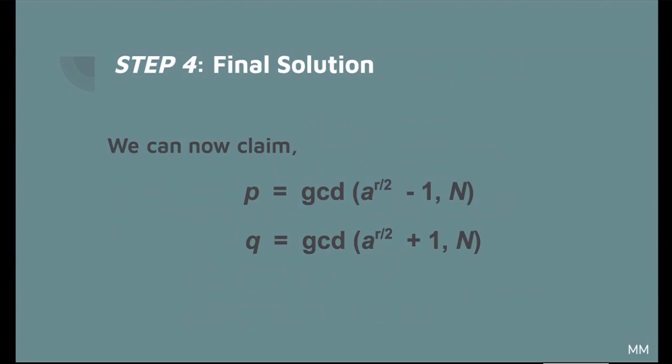Now, since we've established these two conditions, we know for sure a to the r over 2 plus and minus 1 are definitely smaller than n, meaning that their factors must be common factors with n. And therefore, we're going to set two different factors, p and q. P being the greatest common divisor of a to the r over 2 minus 1 and n, which is one factor of n, and the second factor q being the greatest common divisor of a to the r over 2 plus 1 and n, which is going to give us two factors of n, like Shor's algorithm promised.